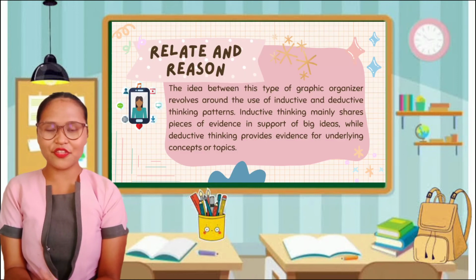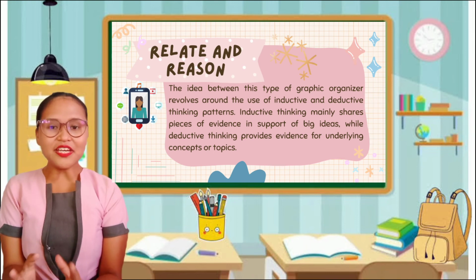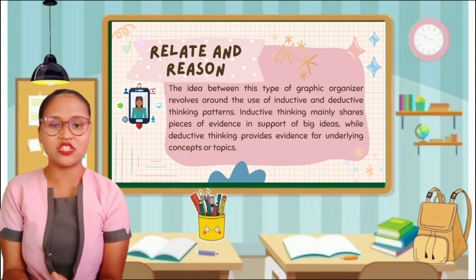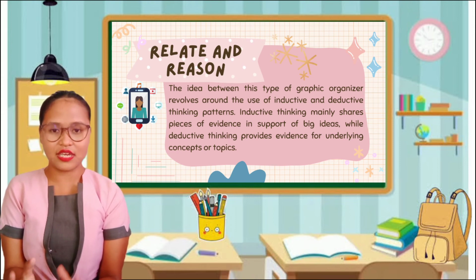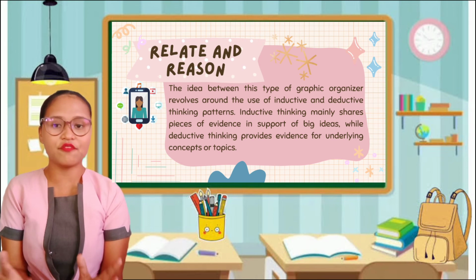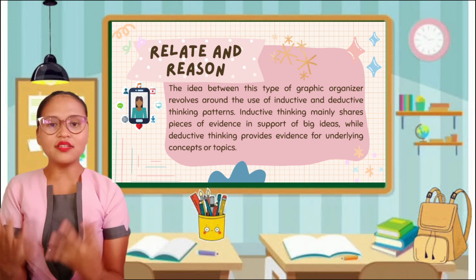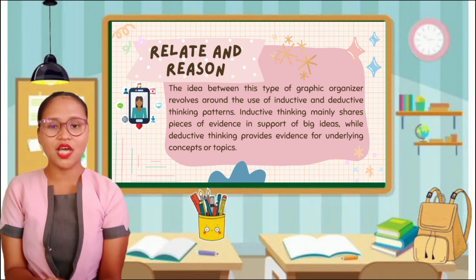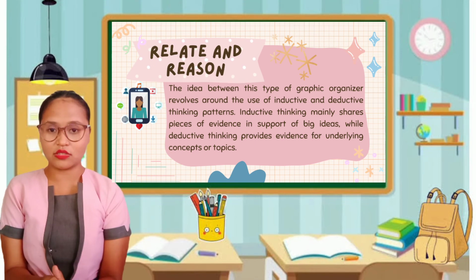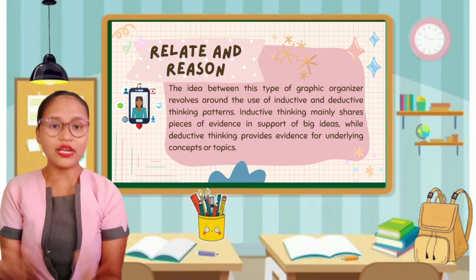Next type is the relate and reason. The idea behind this type of graphic organizer revolves around the use of inductive and deductive thinking patterns. It shows whether a concept is part of a whole or the sum total of its parts. Inductive thinking mainly shares pieces of evidence in support of big ideas, while deductive thinking provides evidence for underlying concepts or topics. So here are examples.